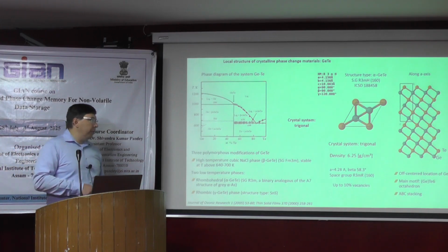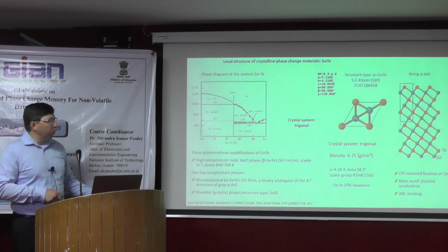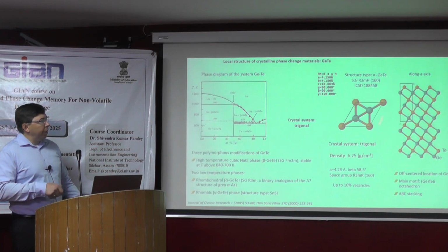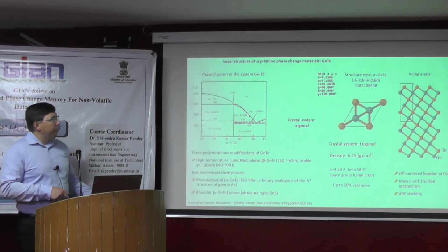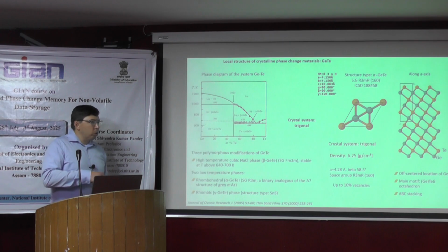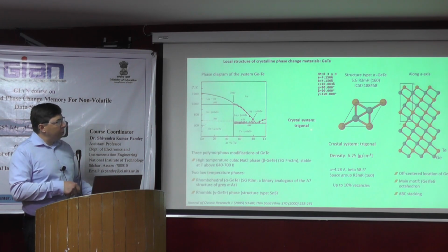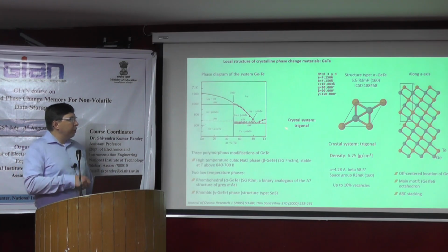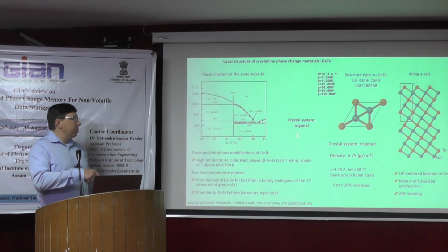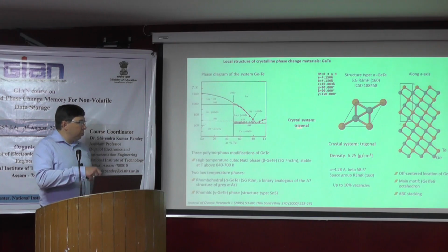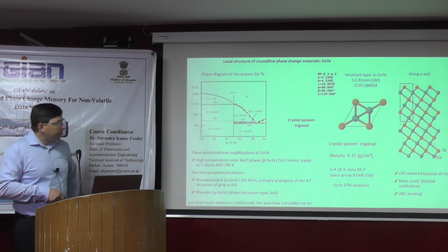In the literature, you'll find that authors call all these phases the hexagonal phase. But you should always look at the crystal system. Some are crystallized in hexagonal, some in trigonal. Hexagonal is a subsystem of this trigonal system, and you should really look if it's trigonal or hexagonal.